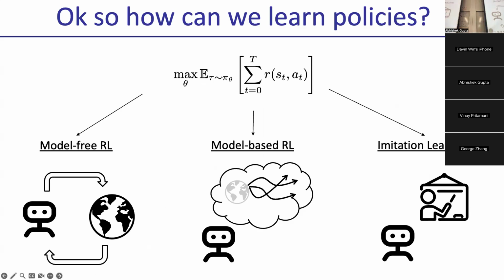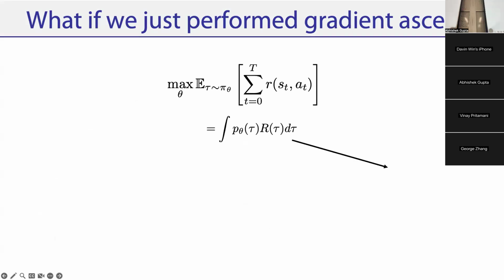We covered imitation learning 2 lectures ago. We talked a little bit about model-free RL last time, and today we'll talk a little bit about model-based RL. So let's recap what we said. For policy gradient, the goal is just to take this objective, the expected sum of rewards under your policy, and to do gradient descent on it.